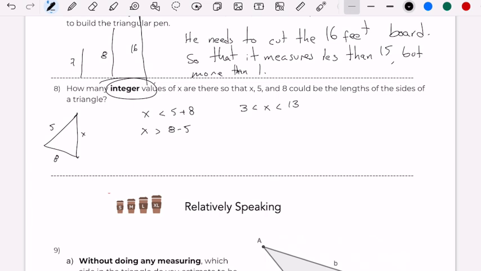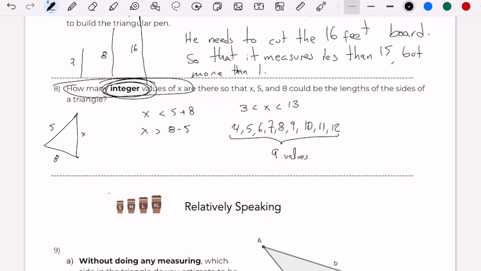But what does the word integer mean? It means a whole number, a whole number. So which possible values could x be? It could be 4, 5, 6, 7, 8, 9, 10, 11, or 12. Now here it is asking me how many values. So my answer is 9 different values. OMG, let me check. 1, 2, 3, 4, 5, 6, 7, 8, 9 values. This is my final answer.